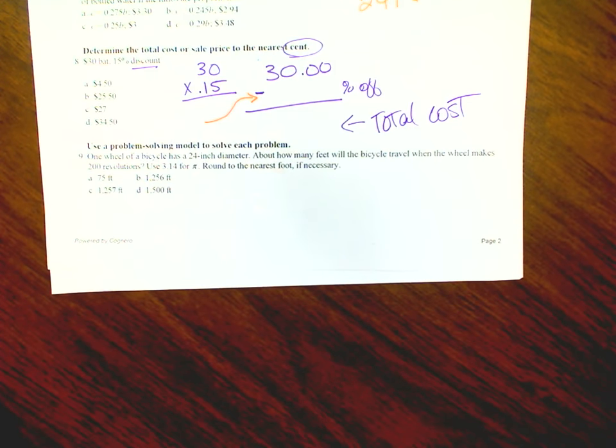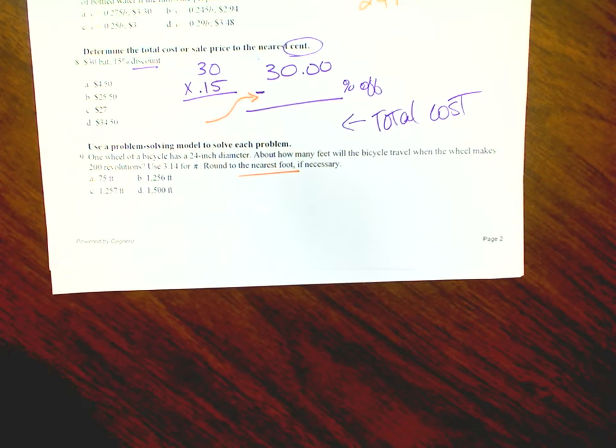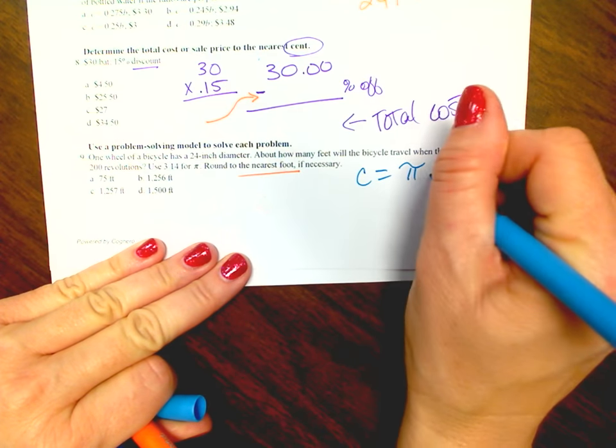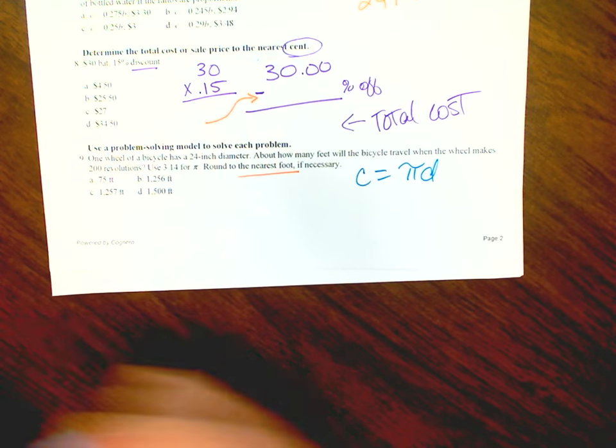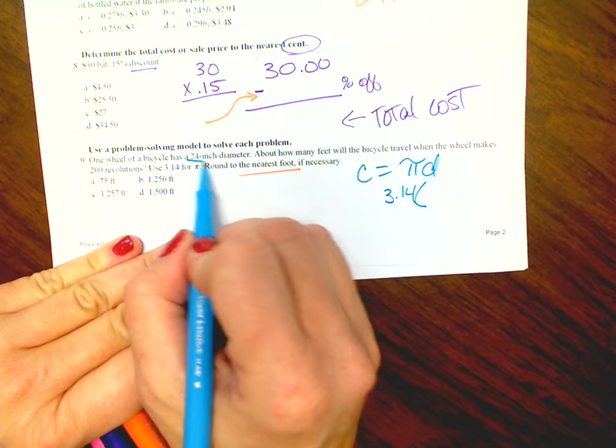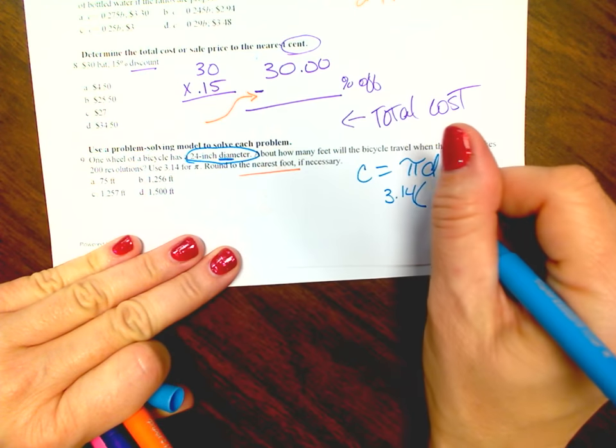Number 9, use a problem-solving model to solve each problem. One wheel of a bicycle has a 24-inch diameter. About how many feet will this bicycle travel when the wheel makes 200 revolutions? Use 3.14 for pi, round to the nearest foot if necessary. Circumference equals pi times diameter. So we have 3.14 times your diameter, because they gave us the diameter of 24.